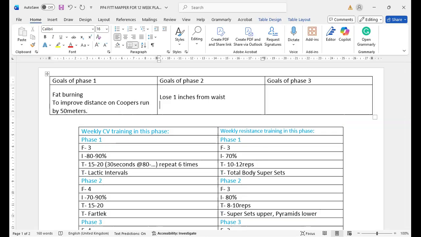So endurance-based CV work will do that. So that would be a good goal for that. We could get a little bit of strength in there as well. So to improve 1 rep max by 5%.